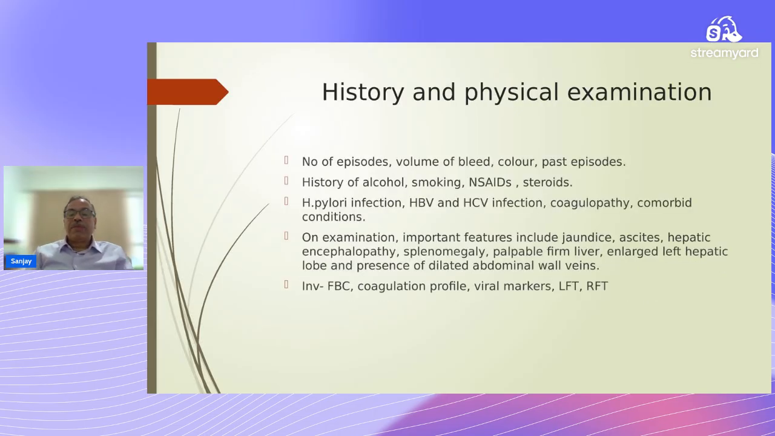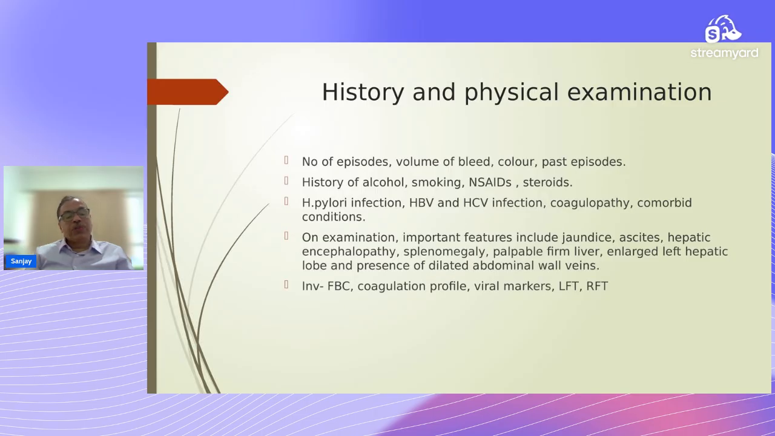The history and physical examination, just to reiterate: number of episodes of bleeding, volume of blood, color, past episodes, history of alcohol, smoking, NSAID intake, steroid intake, history of any known case of H.